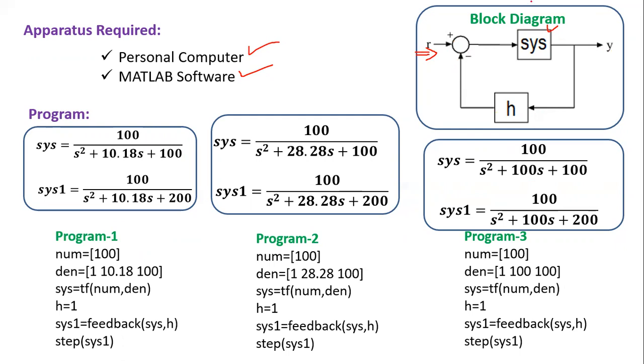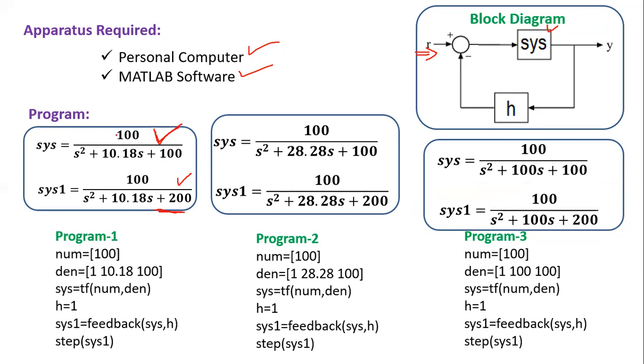Okay, coming to the first case, this is the open loop transfer function. If you add a unity feedback, then you get the closed loop transfer function, 100 by s square plus 10.18 s plus 200. While writing the program also, first we need to specify the open loop transfer function, and then we add a feedback. The total combination of the already existing system and the feedback element will give the closed loop transfer function. For that closed loop transfer function, we apply a step input and analyze the system response.